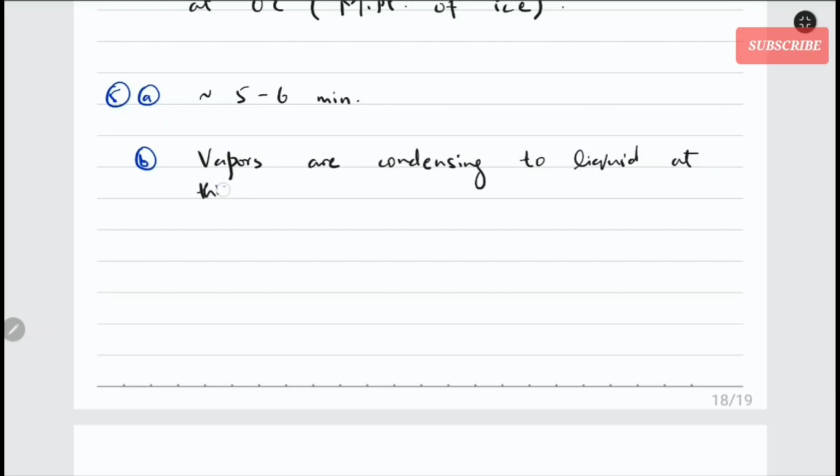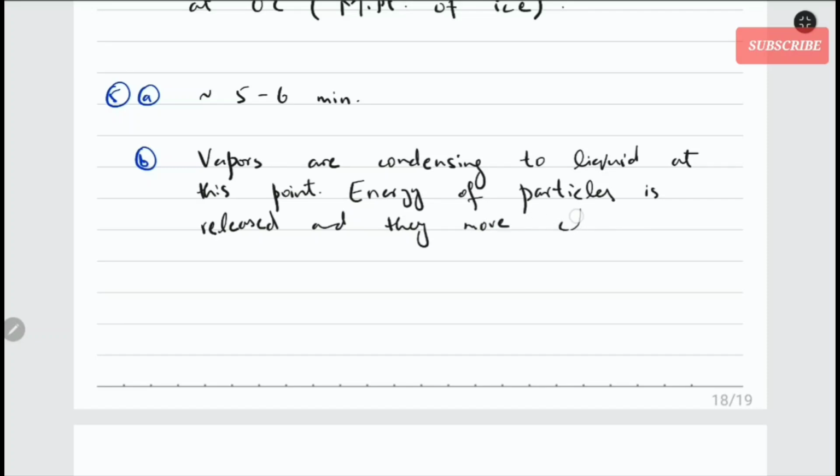At this point, the point they are talking about, okay? In the vapor form, the particles are moving much more rapidly. They have much higher kinetic energy, and when they go into the liquid form, they release a lot of their extra energy, okay? So the energy of particles is released. Released means overall it would decrease, and they move closer to each other.